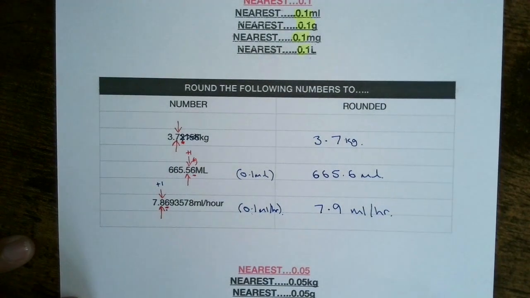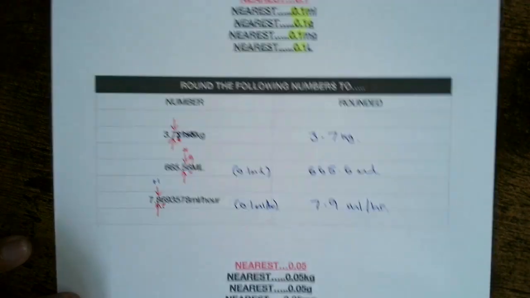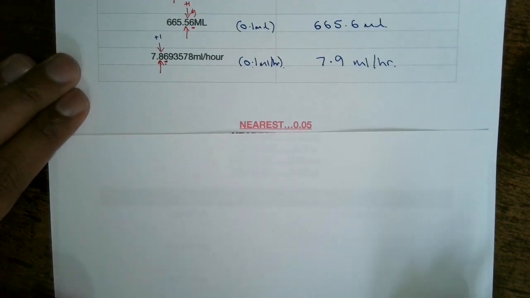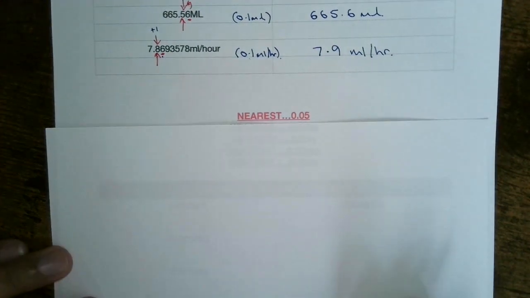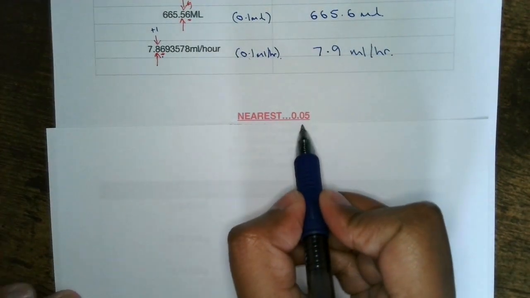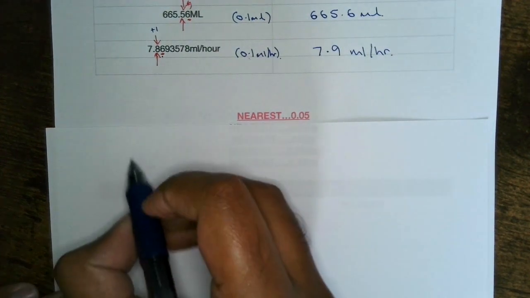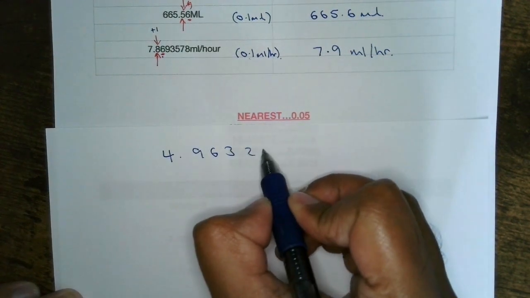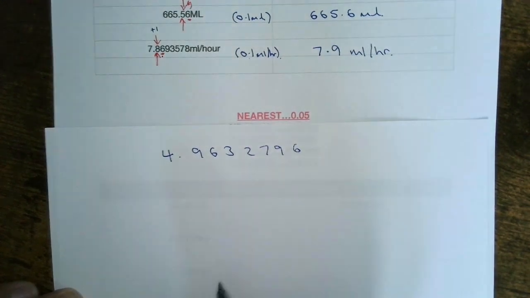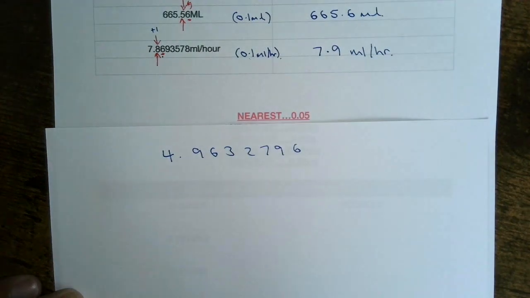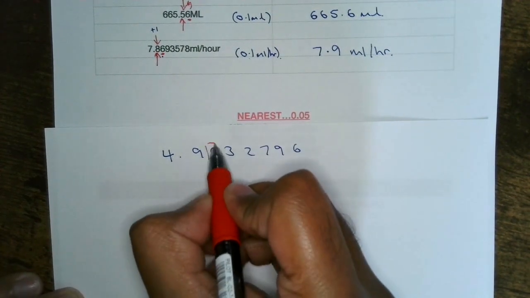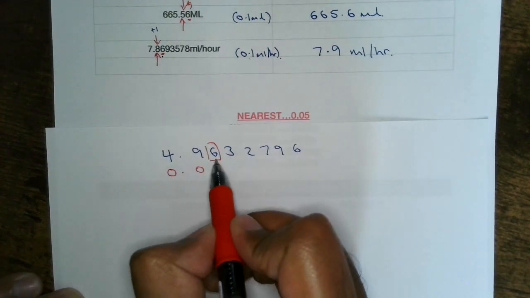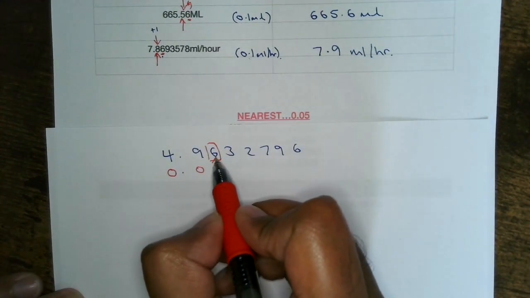Now let's take a look at rounding to the nearest 0.05. This is an interesting one actually. So I'm just going to cover it up and scroll up, and we'll just dive right into it. So, rounding to the nearest 0.05. Well, first of all, do you know where the 0.05 position actually is? Let's say you've got a number here, 4.9632796, okay? And you want to round that to the nearest 0.05. Well, first of all, you need to look for the 0.05 position, and that's there. Because look, if I write 0.05 underneath it, can you see where the position is? It's there, isn't it?